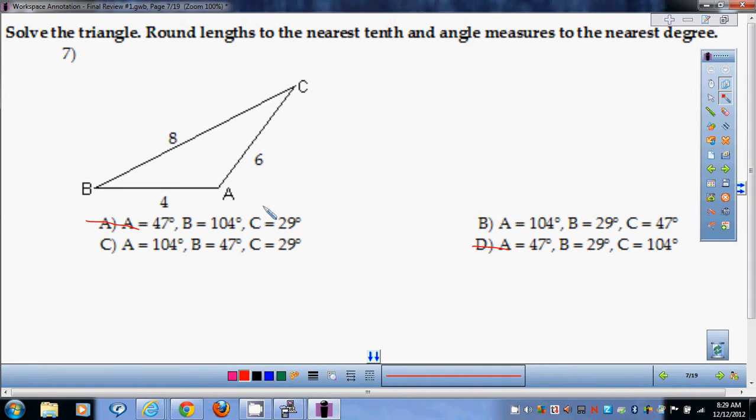Using the law of cosines, let's say we want to solve for side B. I don't know why we'd choose B, but let's say B. So which side needs to go by itself if we're looking for angle B?